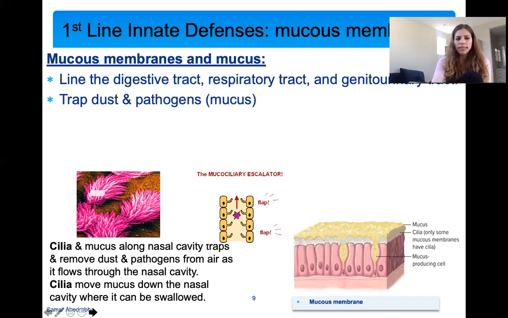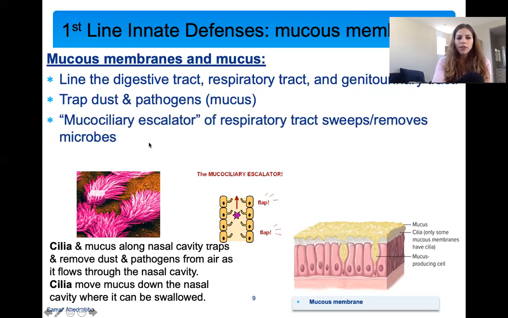So it traps dust and pathogens, and there's something called the mucociliary escalator in our respiratory tract. When you look at our respiratory cells, these are cells that you use to breathe. Those cells have cilia on them, which are little projections, and they have cilia and mucus. What happens is the mucus will trap the pathogen and the cilia will sweep it up so that you don't get the pathogen to go deeper in your lower respiratory tract, your lungs. So this is where this becomes very helpful.